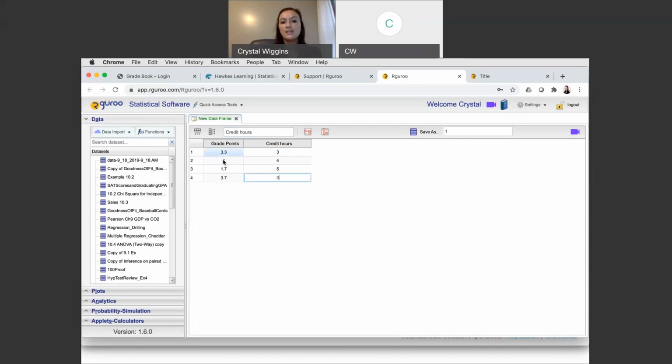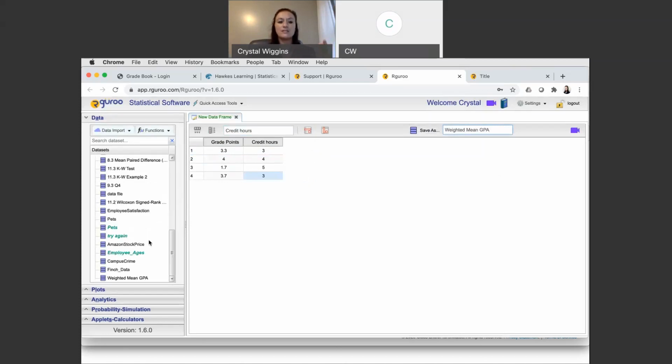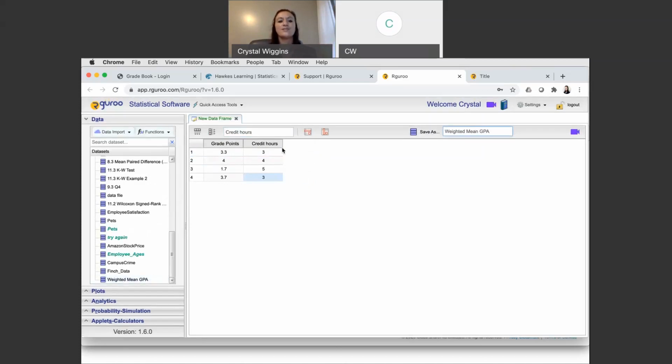Once you've completed your little chart, you're going to want to save the data. So name this. I would name it, because it's going to stay in your data sets, weighted mean GPA, so that you know which example this is for, and hit save as. I'm not hitting save as because I've already done this. It's right here. So I already have it in my data set.